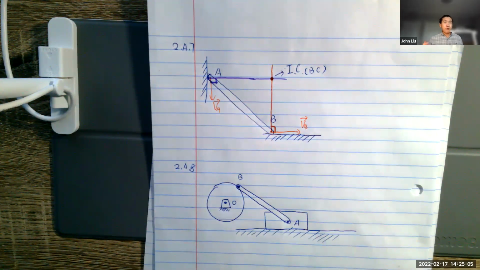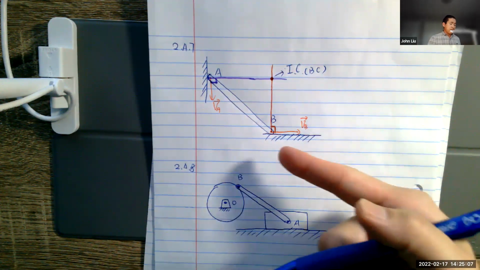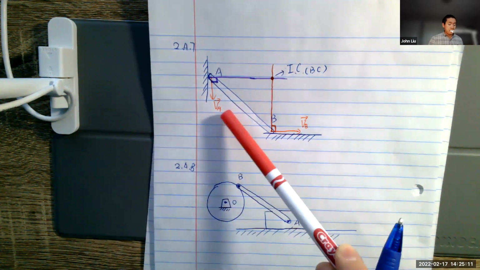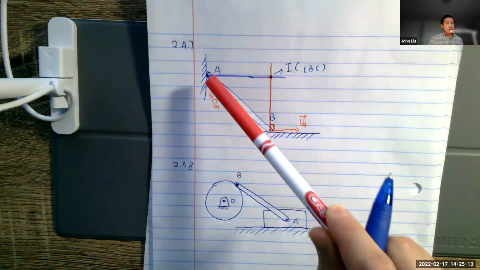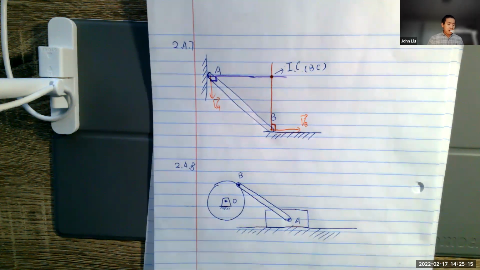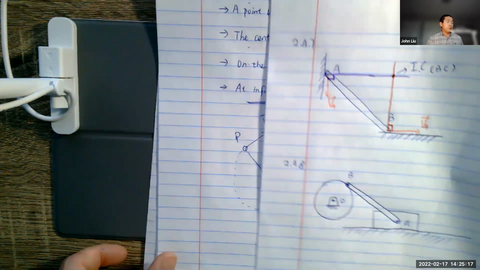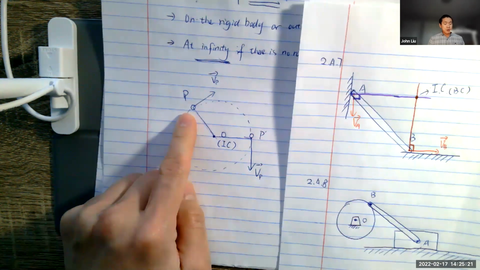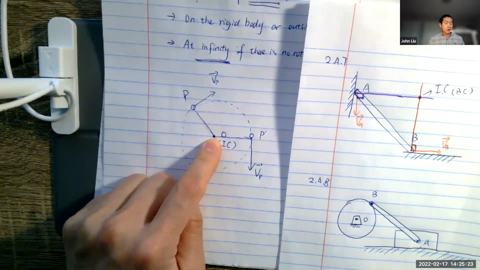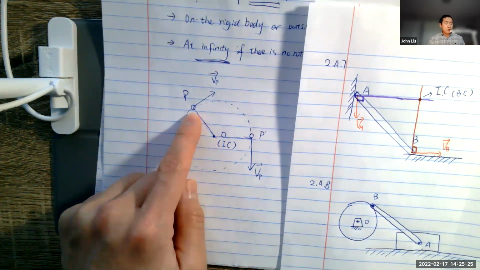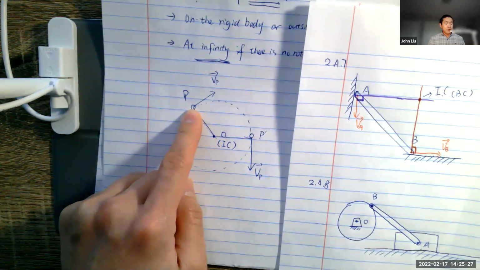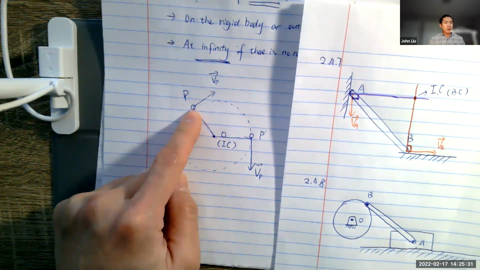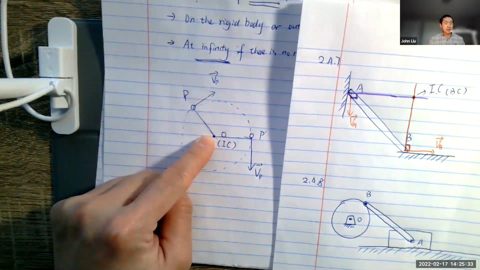So that's how we figure out where the instant center is for this bar at this moment, based on the direction of motion at two points, A and B. Now if you compare this with our particle in circular motion, rotating about point O, no matter where that particle P is, if you connect point P to point O, the velocity is always perpendicular to that line OP.